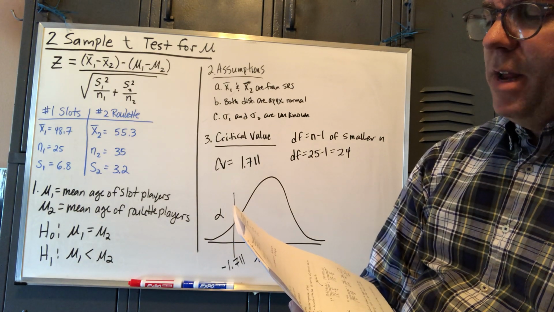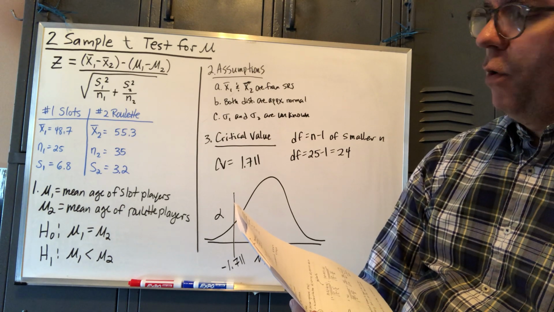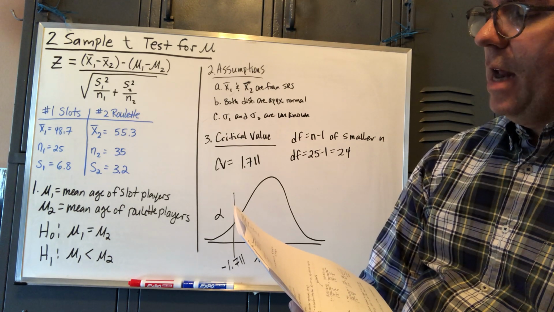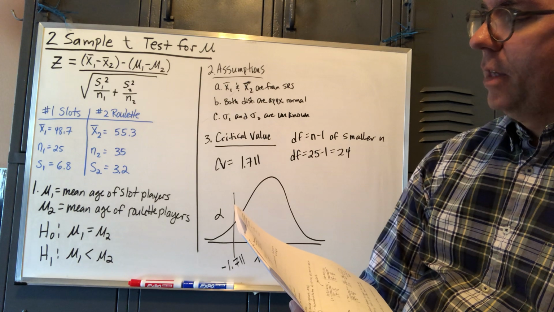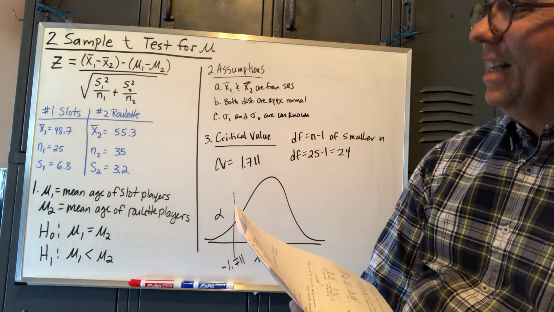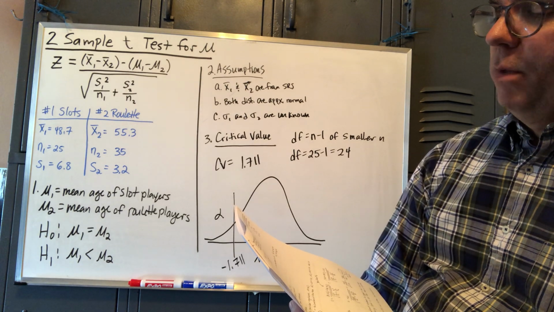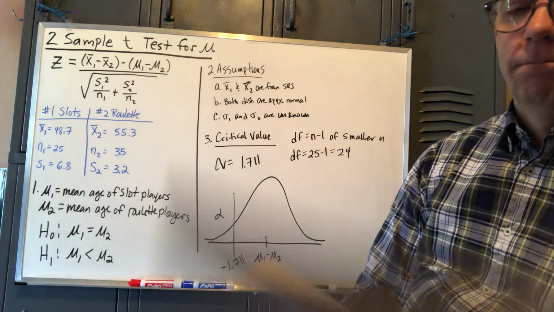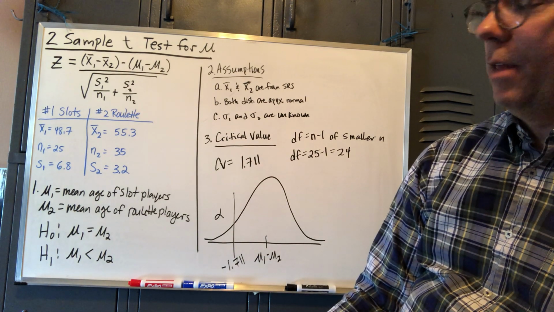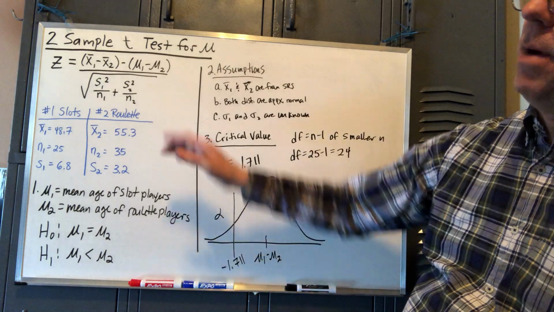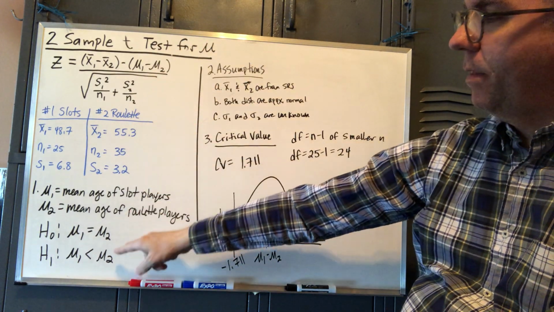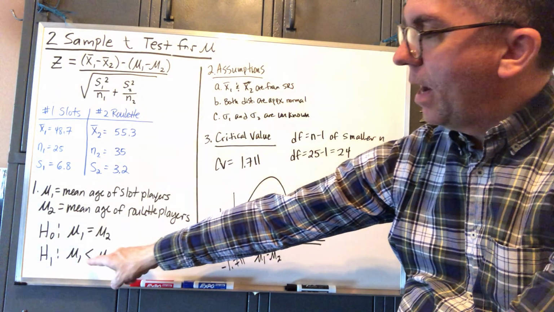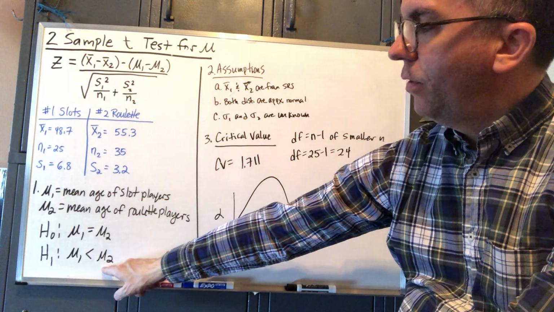It says, can it be concluded at alpha equals 0.05 that the mean age of those playing slot machines is less than those playing roulette? The question is, are they less? The question is always the alternate hypothesis. I'm going to jump down here to the alternate hypothesis. Is it less? So I'm going to write it as mu1 is less than mu2.